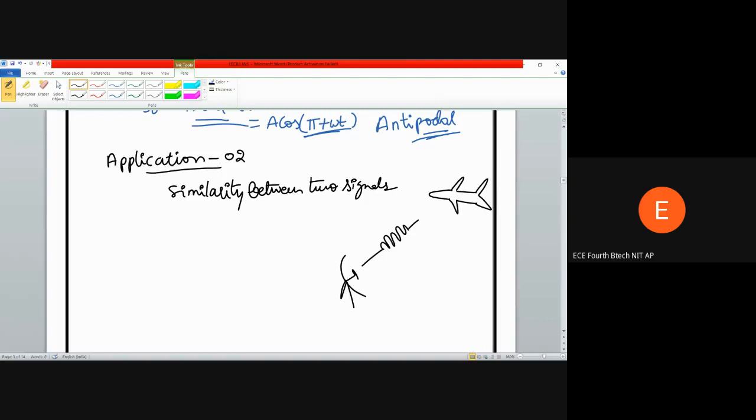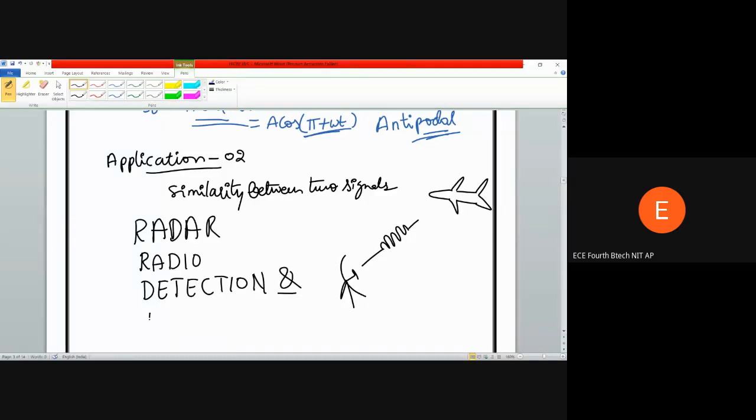So radar means radio detection and ranging. A means end actually. Let me write end also. Actually, R A D A R. That is the reason why we will be calling it as radar.